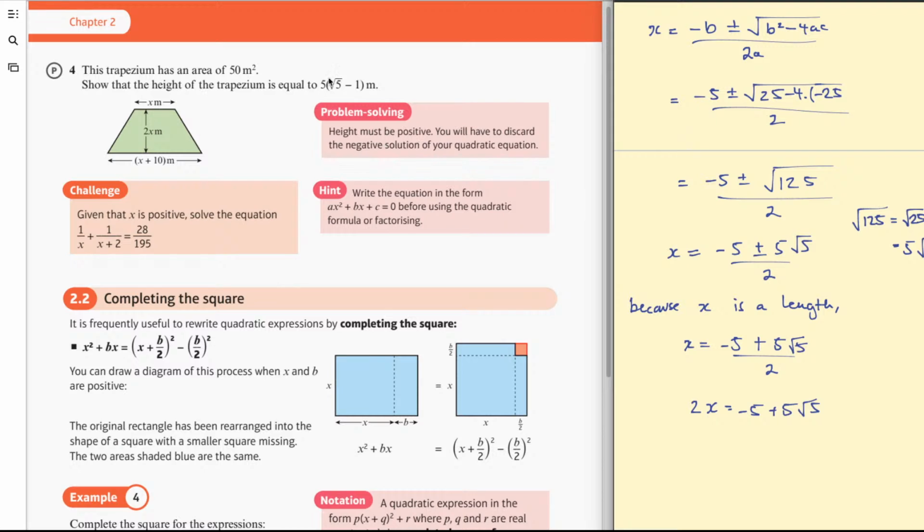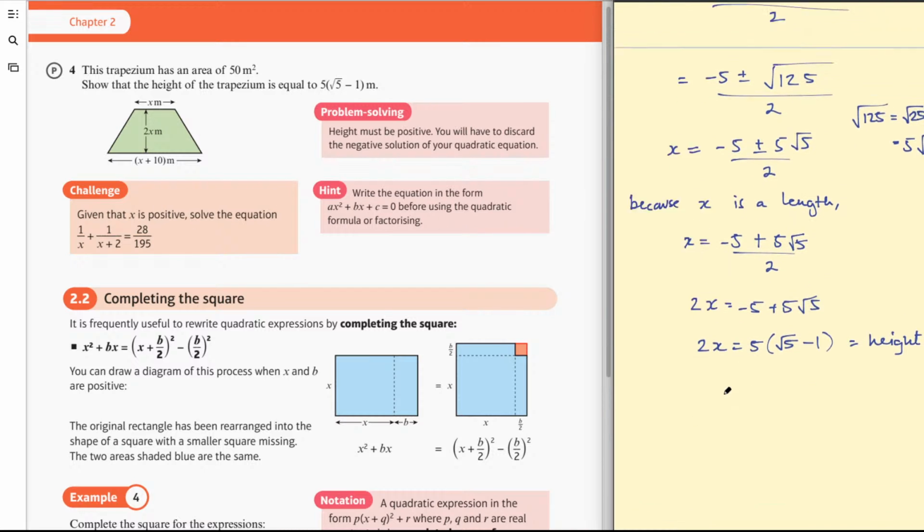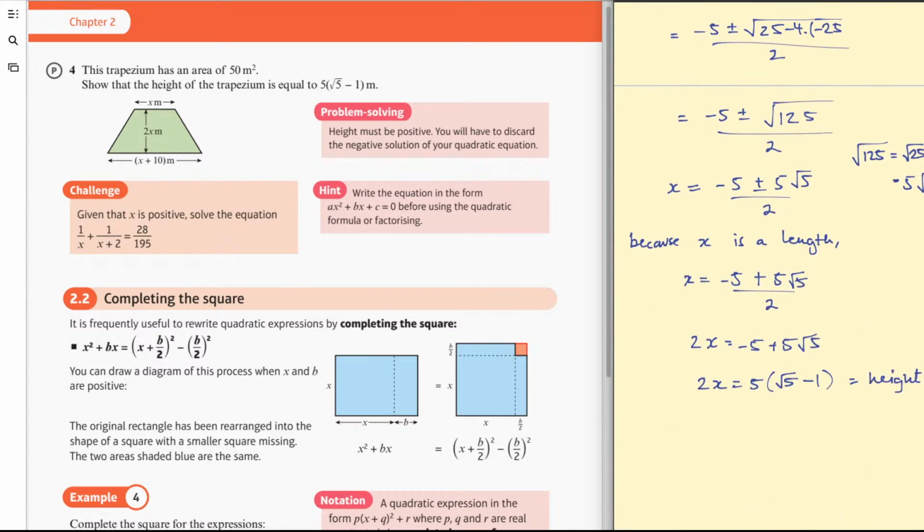Remember what they wanted us to show? They wanted us to show that the height is 5 multiplied by root 5 take 1 in brackets. We can factorize a 5 out here and write those terms the other way around. We get 2x equal to 5 bracket root 5 take 1. And that's the height, and therefore we've shown the height is 5 root 5 take 1. There you go. Okay, so there the answer is embedded within the question, which is nice.